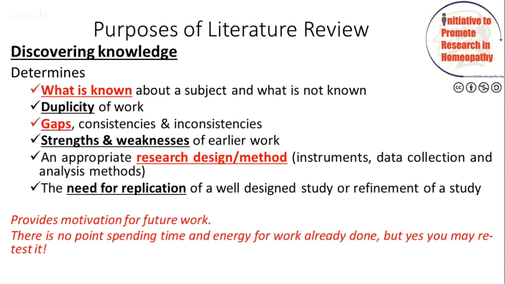Now, it determines what is known. Is there any duplicity? Is there any gap? Is there any consistency or inconsistencies? Strength or the weakness? Or research design or method? You know, my literature review says that up to single blind study has been taken in this area. Now my aim would be to undertake the double blind study, not to waste my energy on single blind or the observational studies, because much of the research work has been done in that area alone.